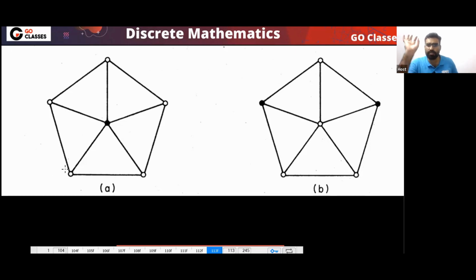Did you understand the proofs? All the proofs that we have seen, did you understand them? Okay. So let's see for this graph.